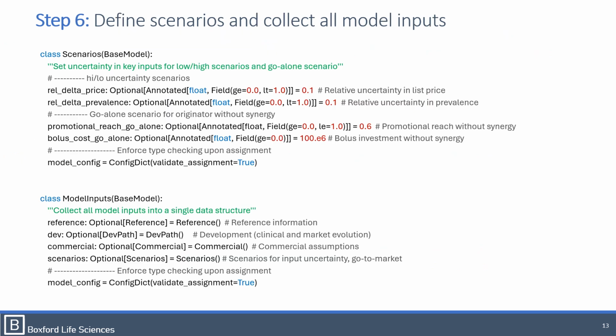We've now set all the base case assumptions of the model. So now we go through and we set information that's going to govern our scenarios. In this case, we're going to define high and low scenarios, which are going to be driven by uncertainty in 2 key assumptions, our list price and prevalence. We're going to define these on the basis of relative uncertainty of 10% in each.